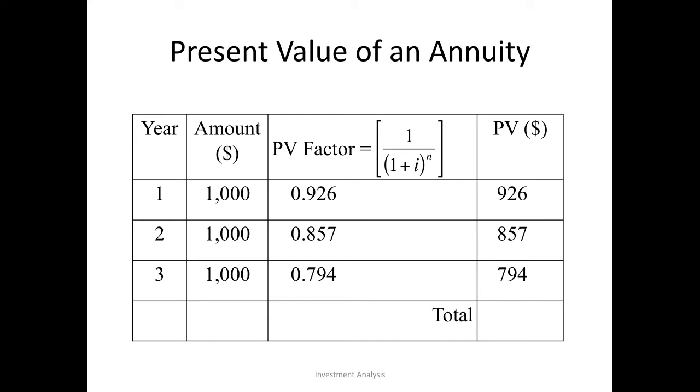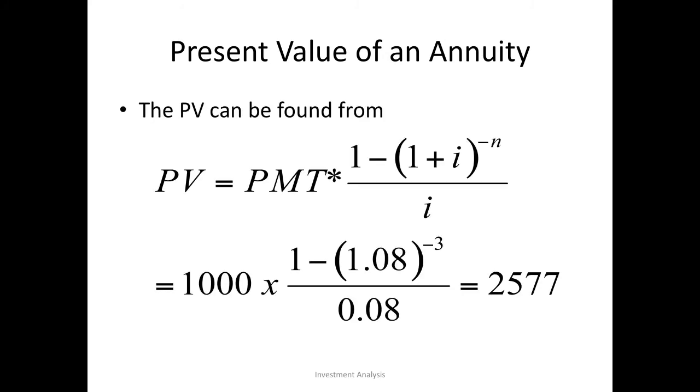What I would then do is I would total up the present value of those dollar amounts from each year and find that that annuity in present value terms is worth $2,577. Now, that's a lot of calculations and a lot of busy work, and in fact, it's fairly easy to make calculation errors in that kind of a setup. And so we actually have an equation that makes it a lot easier.